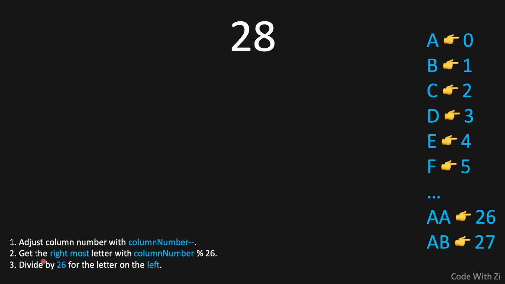The third rule is that we're going to divide it by 26. After we've done that, we're going to divide our number by 26 so we can actually move on to the next letter. And then we're going to keep on repeating this until our number over here reaches 0. Now let's see how you can solve this.